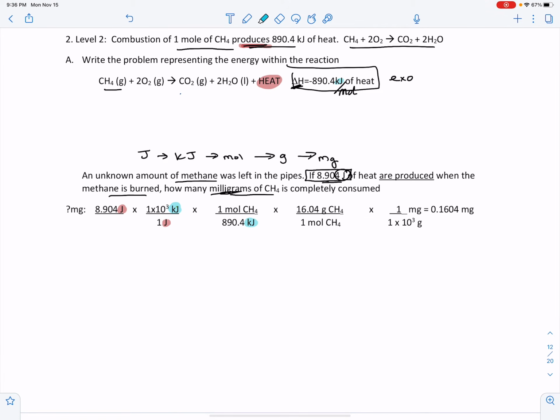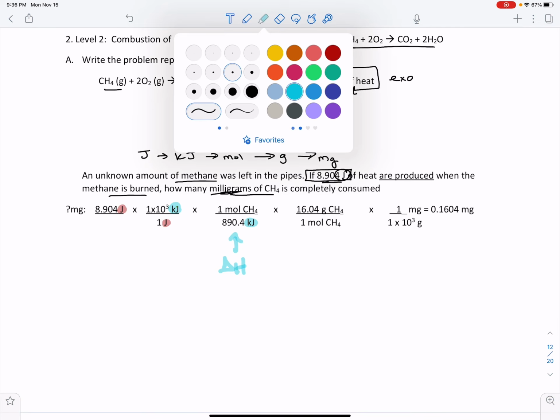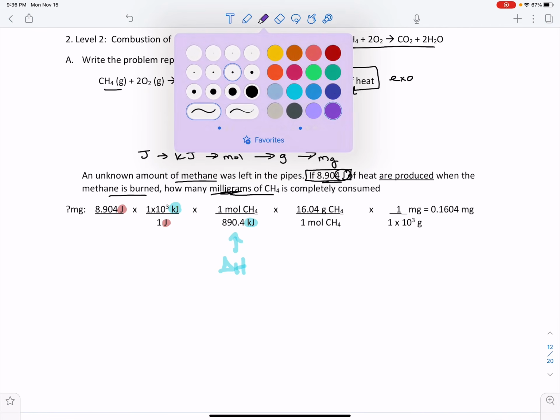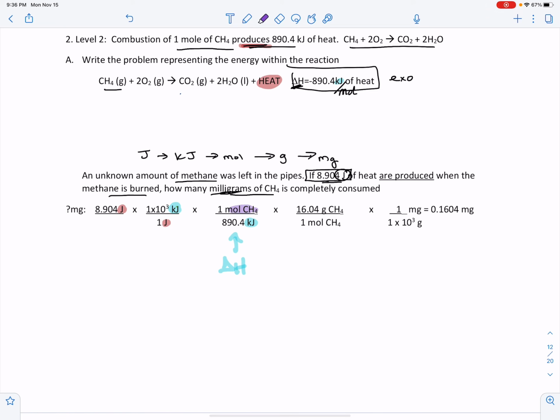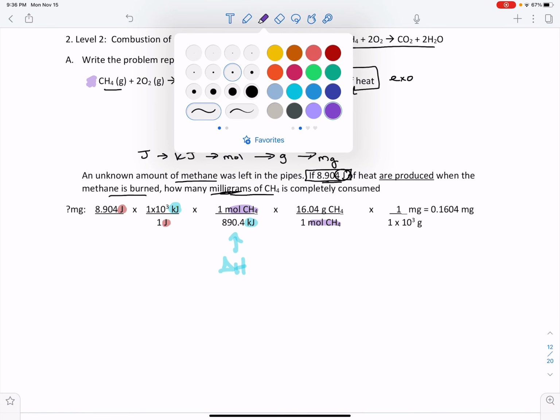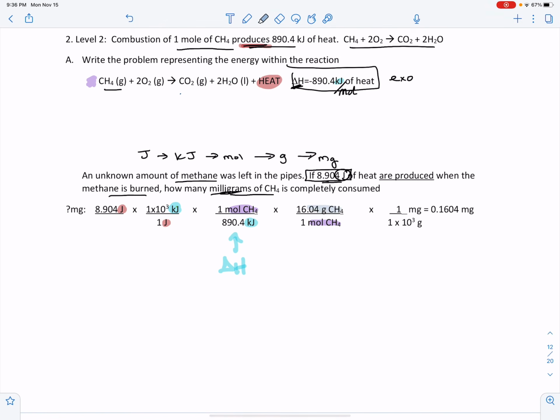So then we'll use, this is our delta H term right here, delta H. We'll go from kilojoules into moles. And notice there's just a 1 here, that's why that's 1. And then we'll go from moles into grams. So that last conversion should be a little bit familiar.